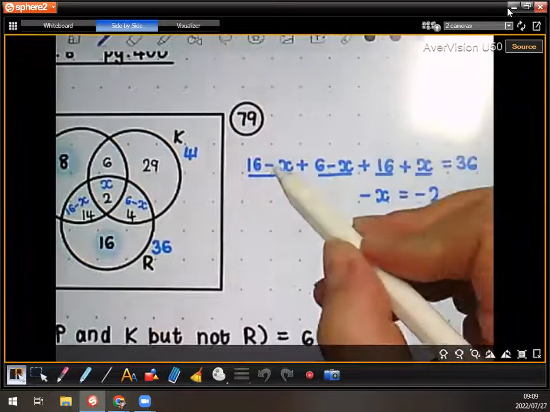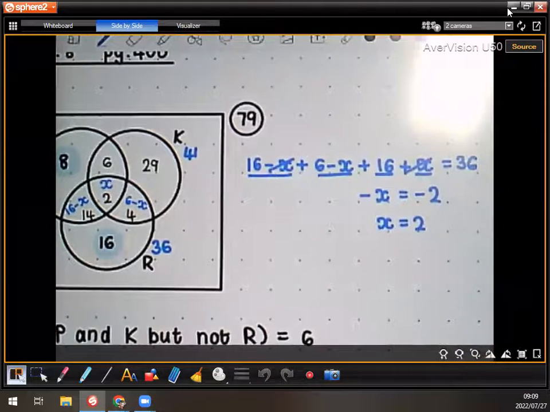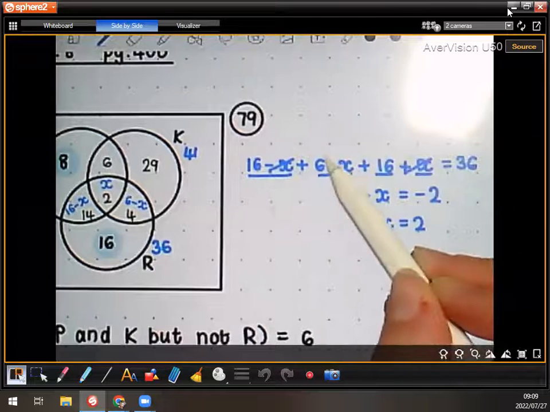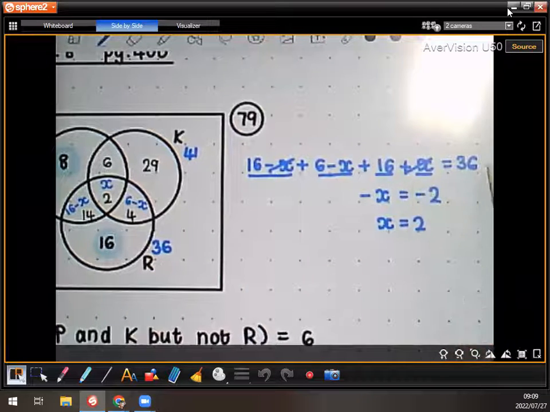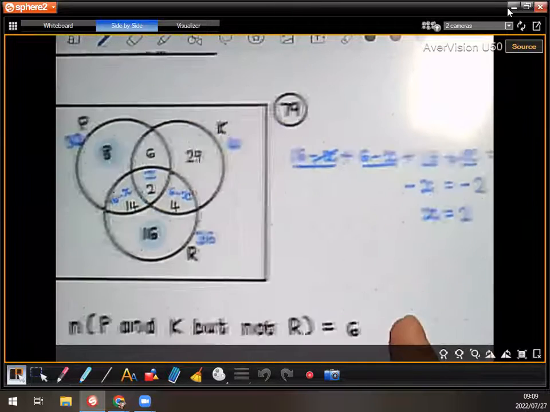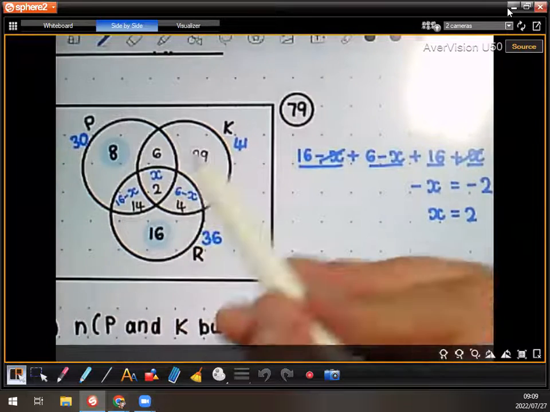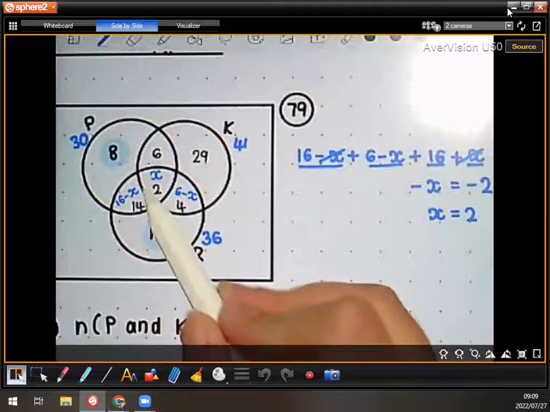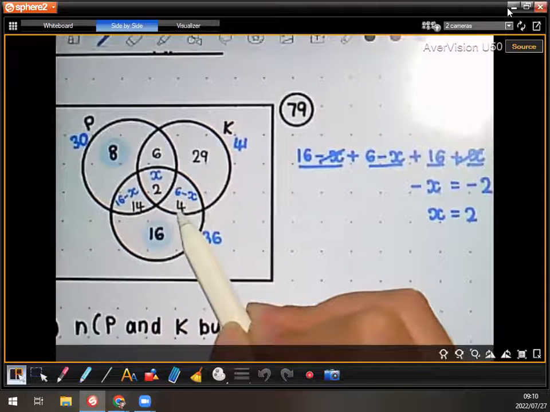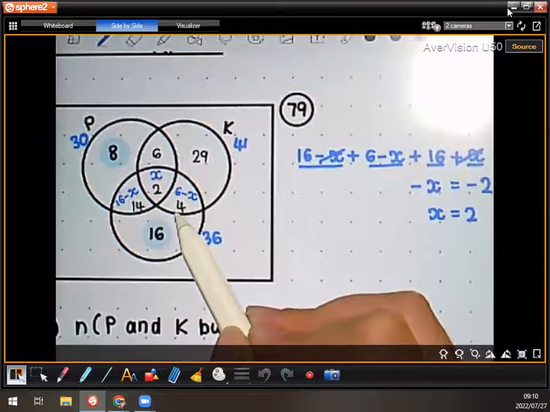So there you'll see that the minus X and plus X will cancel out. You're left with negative X on this side. And then on the other side, you're just going to say 36 minus 16 minus 6 minus another 6, and you're left with negative 2. So X is 2. Fine. So now we can pull in everything that was in terms of X. Since we know that X is 2, we can calculate those values. So that is 2, 16 minus 2 is 14, and 6 minus 2 is 4.